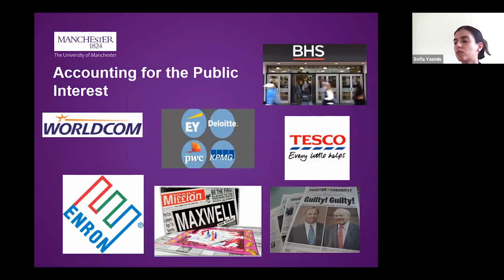So when we talk about accounting for the public interest, you can't not think about how accounting firms have behaved when it comes to how businesses operate or how businesses have collapsed in recent years. And this is therefore one of the things that has been an ongoing concern in accounting research. What is it when we say that accounting should be working in the public interest or for the public interest?